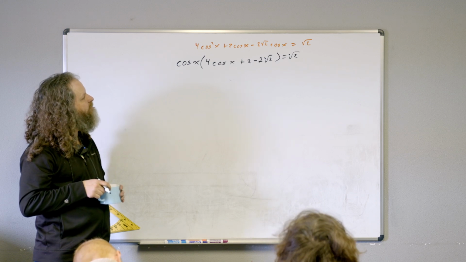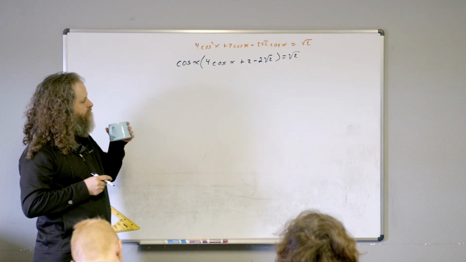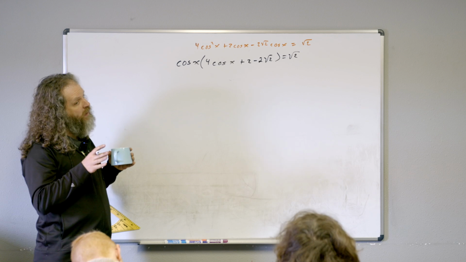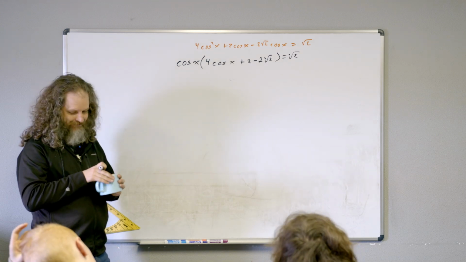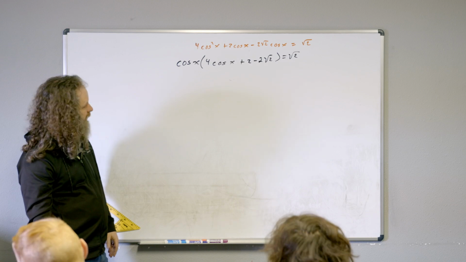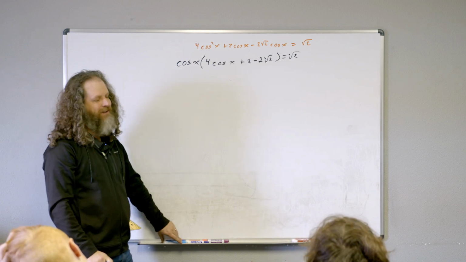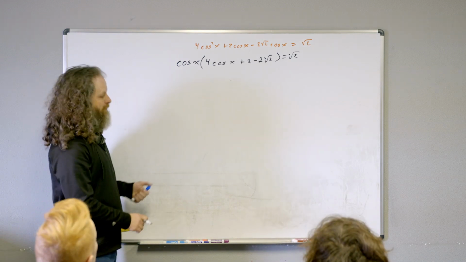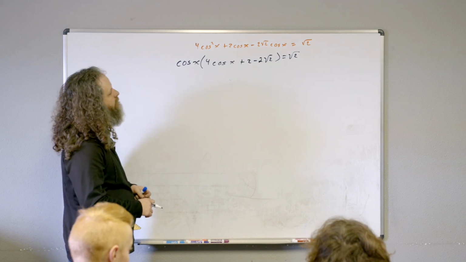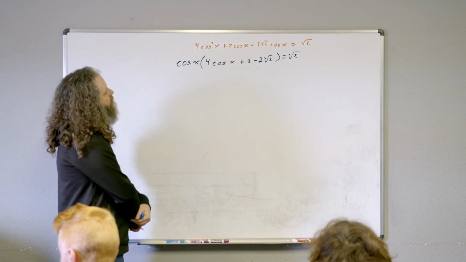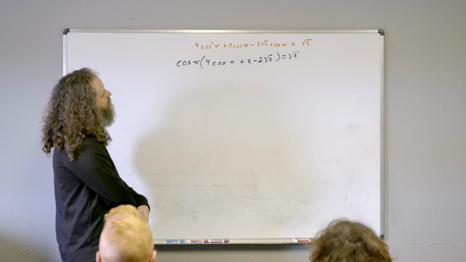Okay, now what? Can we move the 2 square root of 2 up to the right? We can't yet. Why can we not yet? It's trapped in the parentheses, right? So what can we do instead? We can't combine anything inside, right? No.